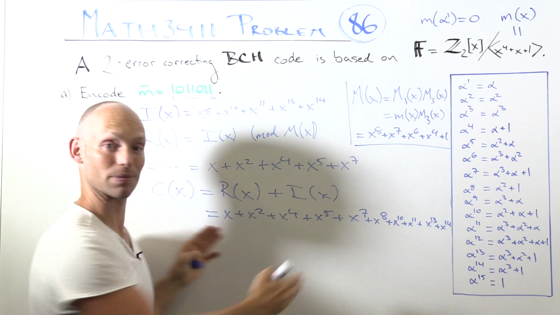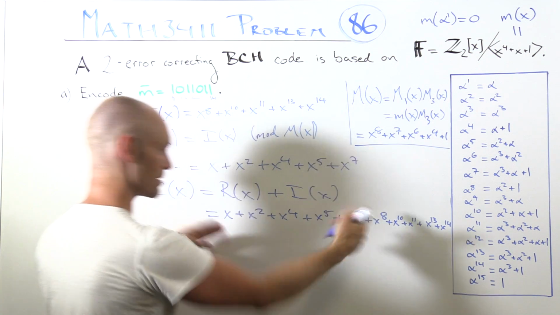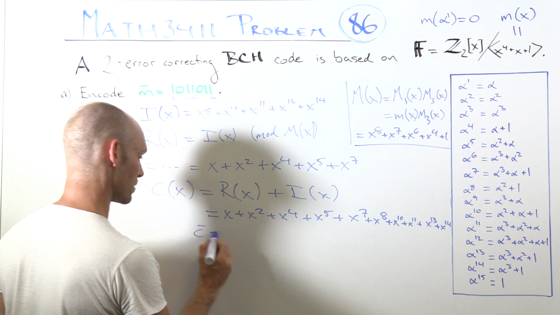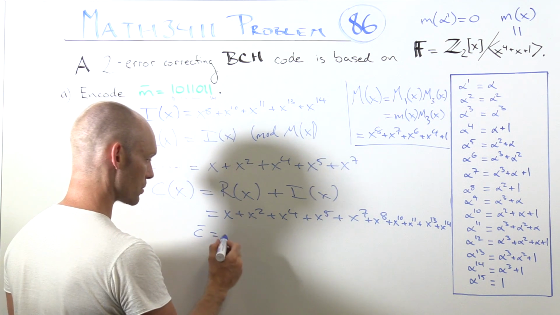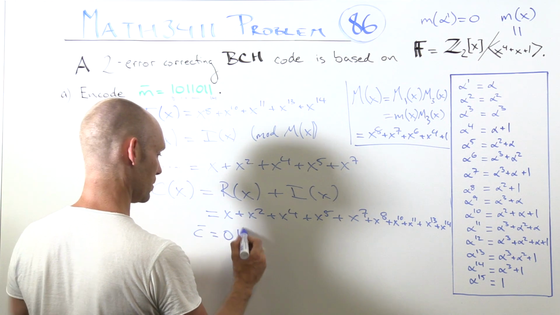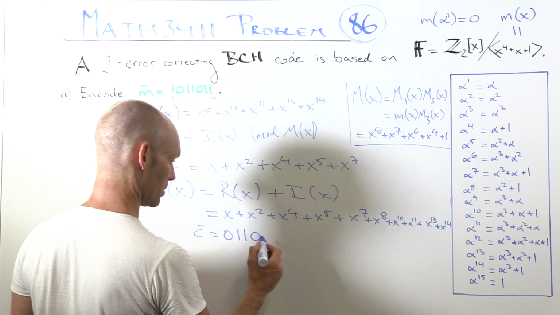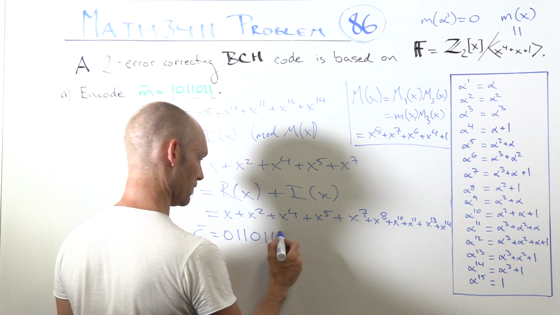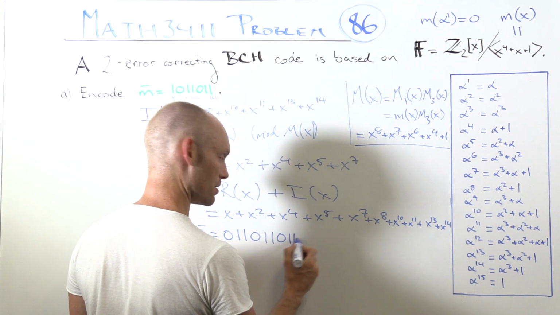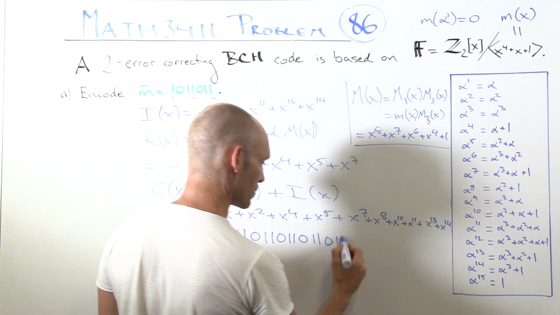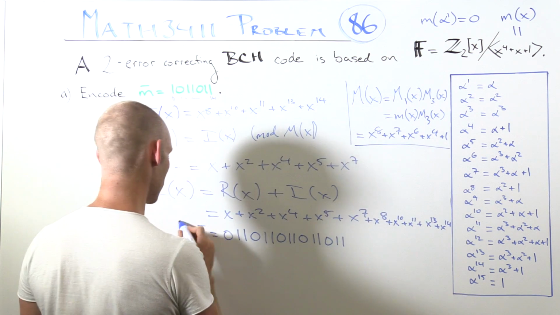This is our Codeword polynomial, and now we just need to translate it into a Codeword by looking at the coefficients. So the Codeword would then be 0 times 1 plus 1 times x, x squared, 0 for x cubed, but then there's a 4, a 5, no 6, a 7 and an 8, no 9, a 10, 11, no 12, a 13 and a 14, and we are done.